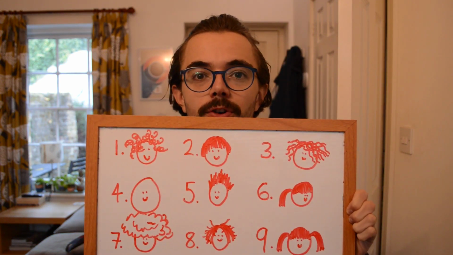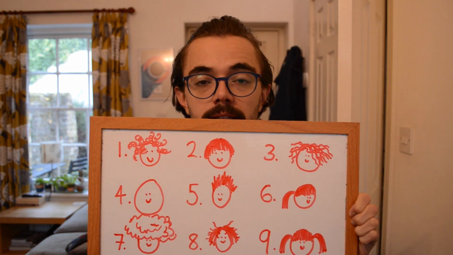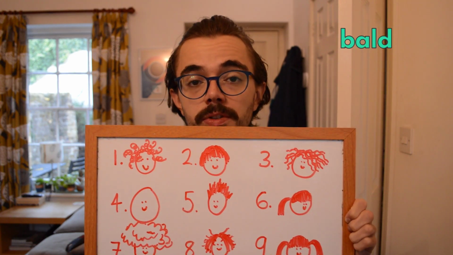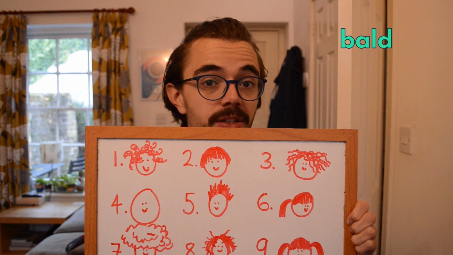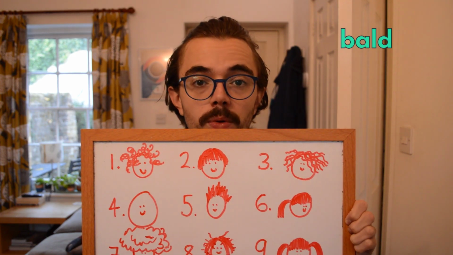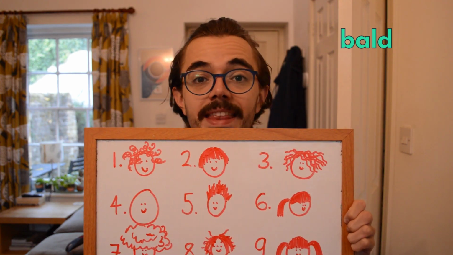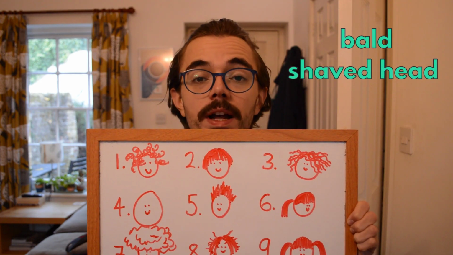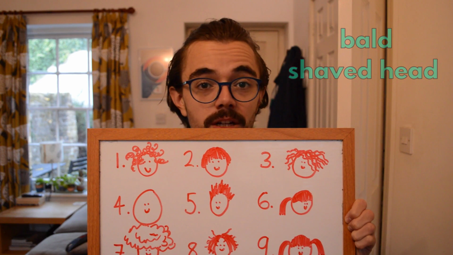Okay, so number 4. Number 4 has 2 words. We can say that that person is bald. Bald. If their hair isn't growing anymore, then they're bald. And if they've taken their hair off, we can say they have a shaved head. Or he's bald if his hair isn't growing.